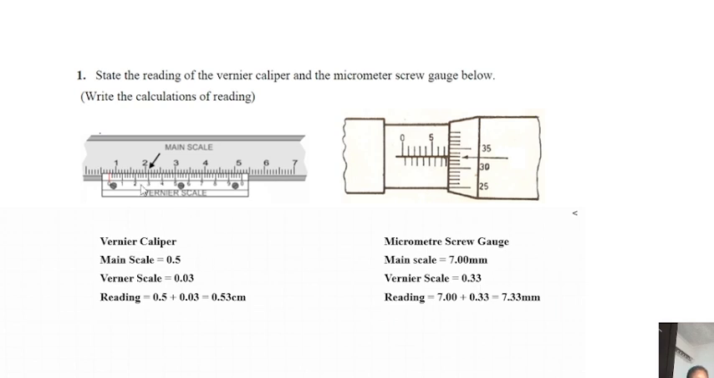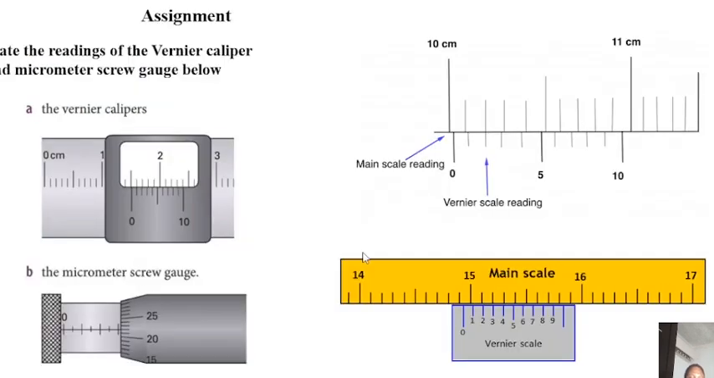So you might be wondering, why did I divide this one? You have to divide it by 100 to give you the calibration, because it's in millimeter. So that's why I add 0.03 here. But this one, there is no need for that. It's already in millimeter. So the vernier scale here is what? 0.33. So when you add the two together, you're going to have 7.33 millimeter. You see how easy it is? No issue, no problem. So let's go to the next slide.